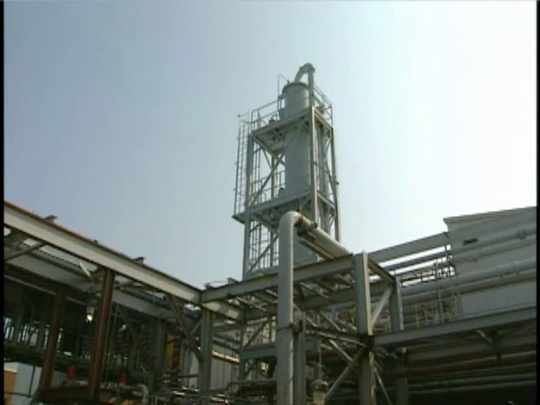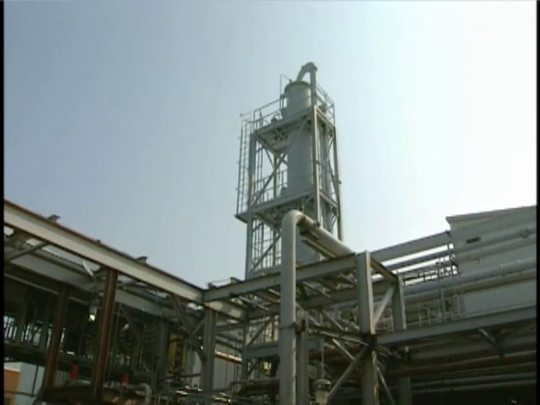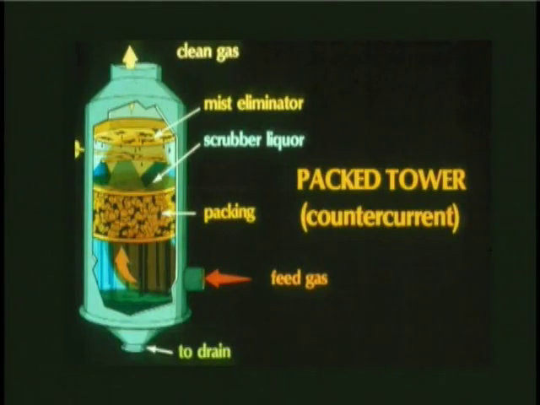Like spray towers, packed beds are classified according to the relative direction of the gas and liquid flows. In the countercurrent design, the liquid is introduced at the top of the tower using sprays or weirs and flows downward over the packing material. The contaminated gas stream enters at the bottom of the tower and flows upward through the packing.